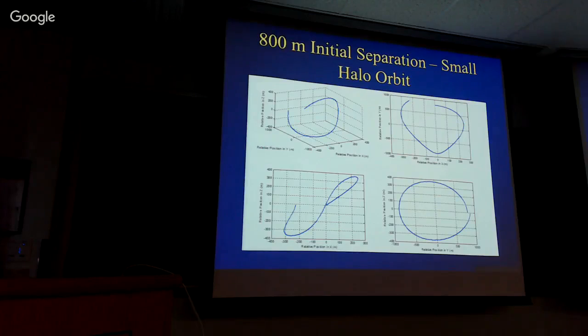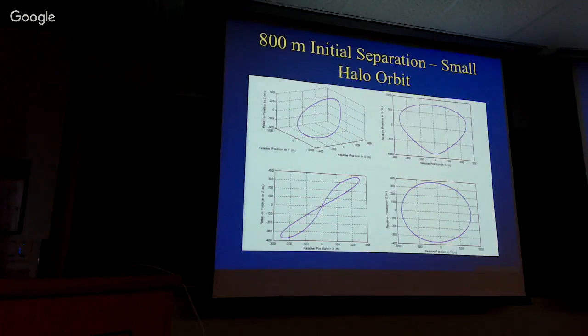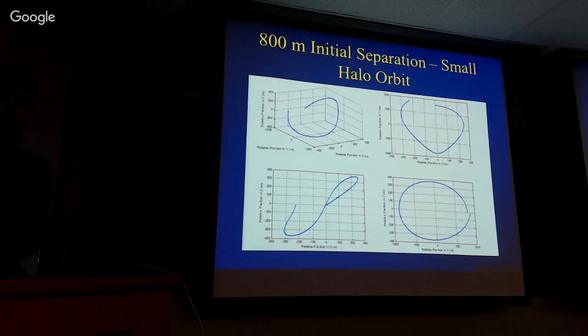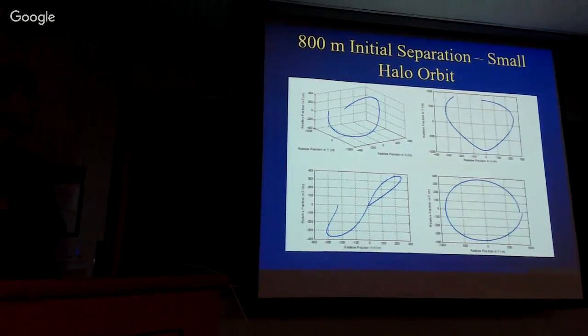And again, as you increase the mass of the asteroid, the discontinuity even at an 800-meter range becomes way unstable. So only larger halo orbits can be considered.